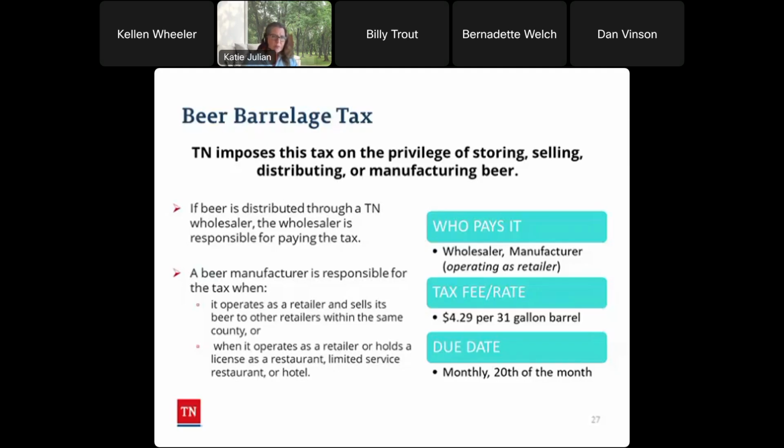So you can see here who pays it. If it's distributed through a Tennessee wholesaler, the wholesaler is responsible for paying the tax. A beer manufacturer is responsible for the tax when it operates as a retailer and sells its beer to other retailers within the same county, or when it operates as a retailer or holds a license as a restaurant, limited service restaurant, or hotel.